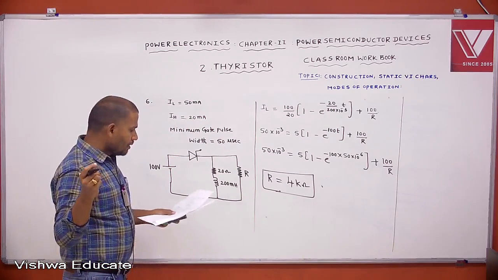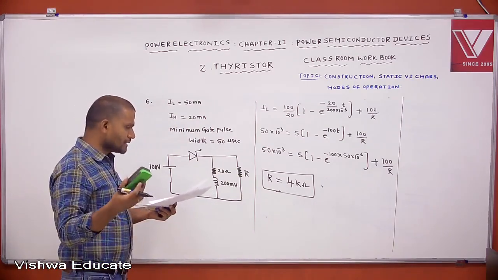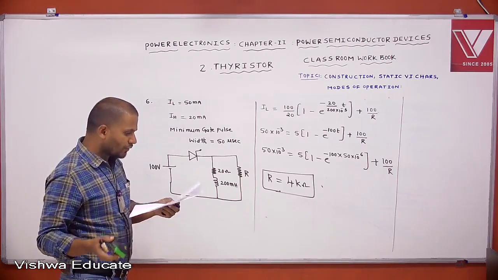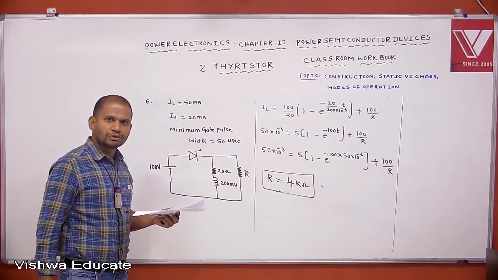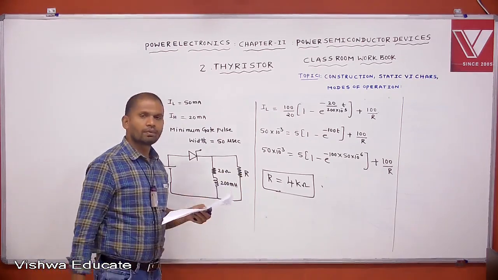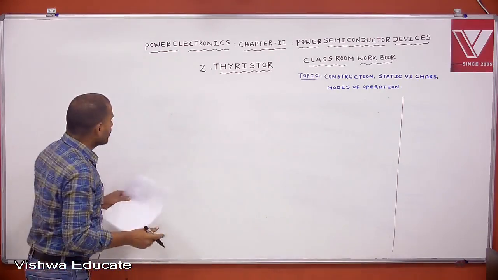Then based on this topic, then based on characteristics and modes of operation, see the last model of question, that is 7th question, that is given in workbook. Question number 7.